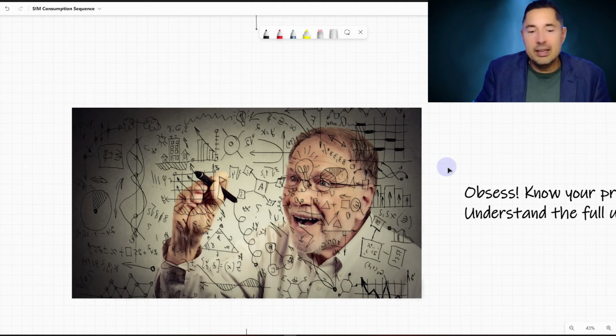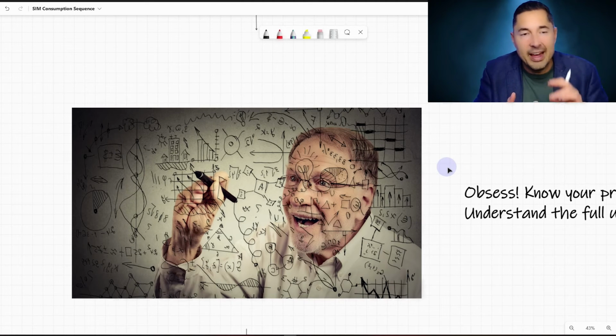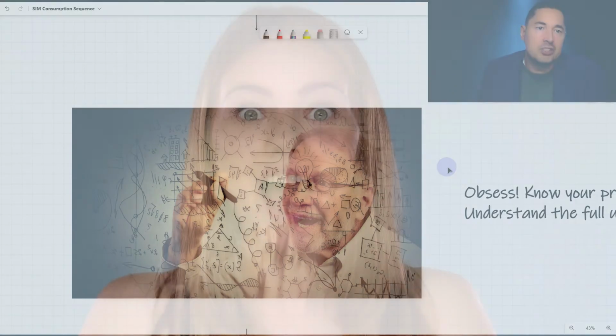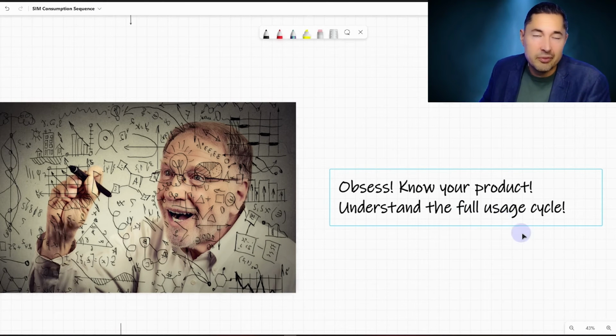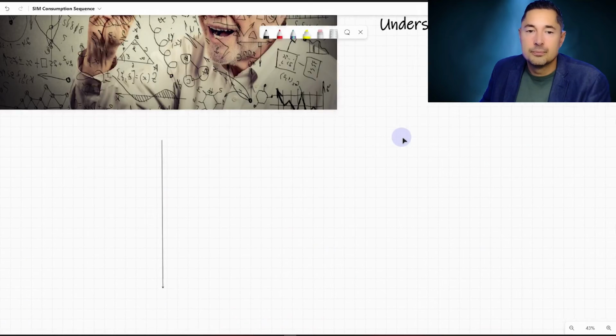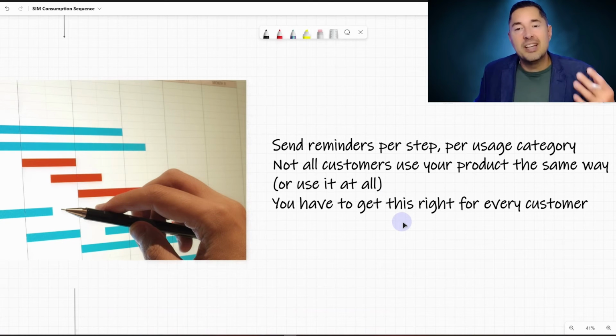If you do that and you state all the benefits, that their hair will be healthier and all the other benefits, that is how this customer will be delighted with not only your product, but also with the way you communicate about it. So obsess, really know your product and know the different usage cycles of the different customer types. And then you send reminders per step per usage category.